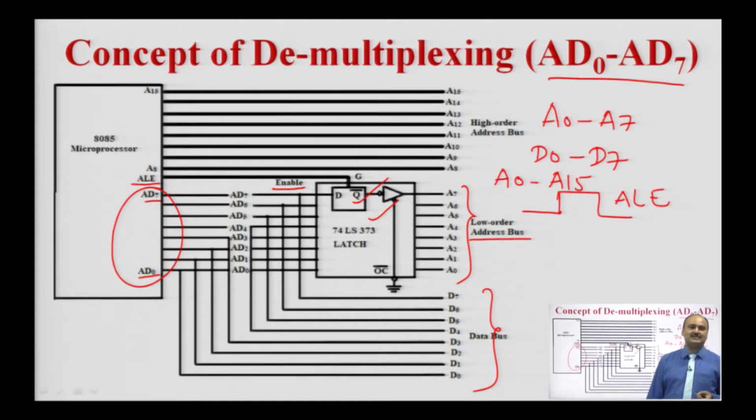During the T1 state, the microprocessor will generate the ALE signal. With the help of the ALE signal, the microprocessor will enable the latch. Once the latch is enabled, it passes the information from input to output, and the lines will carry the low order address. So, the latch will hold the low order address on the low order address bus, that is A0 to A7, up to the T1 state, and after the T1 state the ALE signal will change its state from logic 1 to logic 0. It will disable the latch.